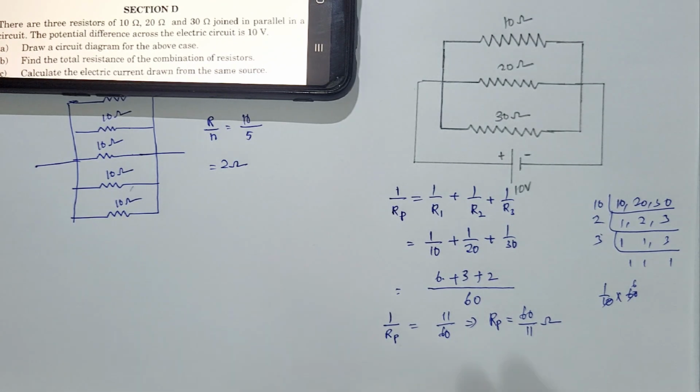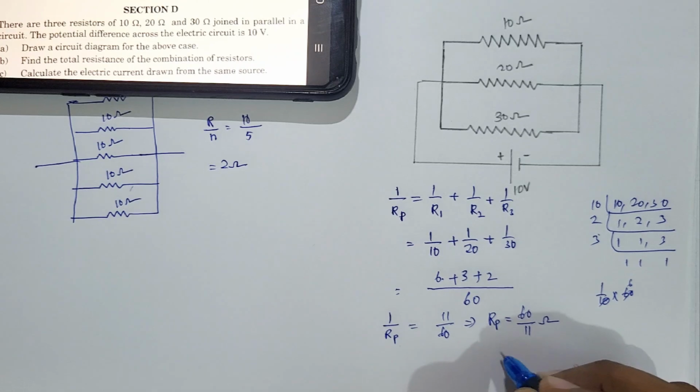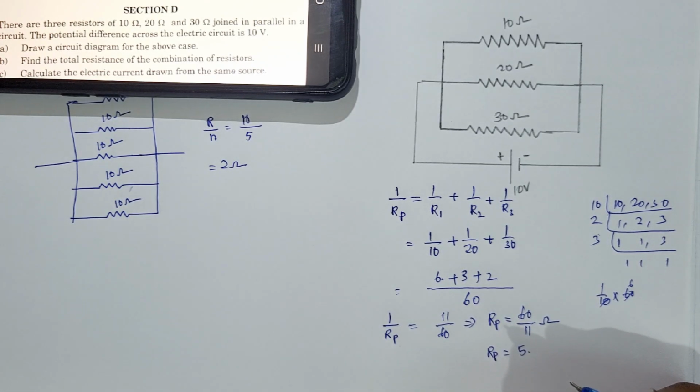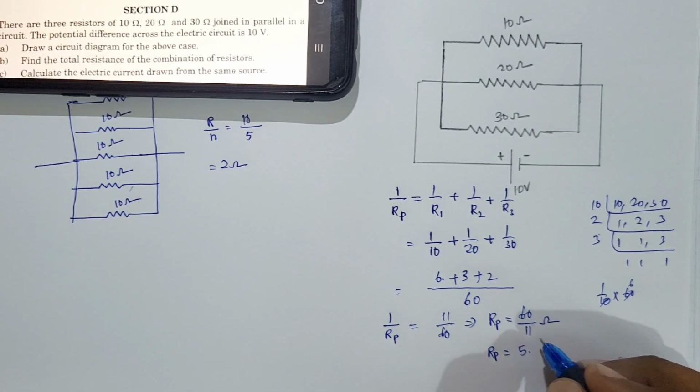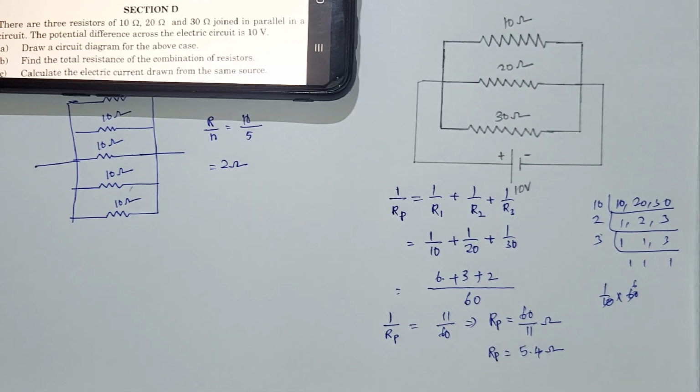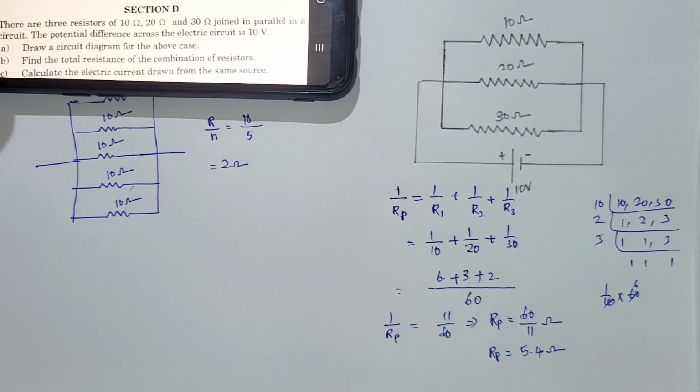60 by 11, how much will it be? 11 times 5 is 55. 60 minus 55 is 5, and 50 means 11 times 4 is 44. So it is about 5.4 ohms. This is the parallel combination equivalent resistance. So drawing the circuit diagram is over, finding the total resistance is also over, and now calculate the electric current.